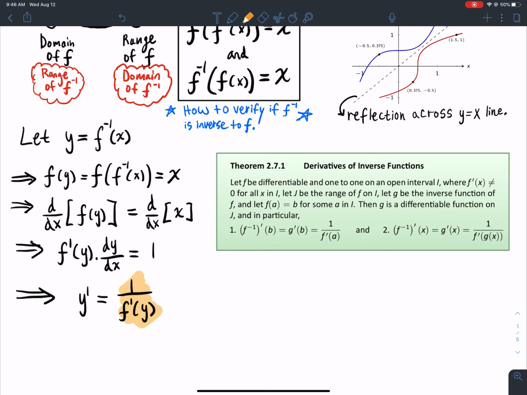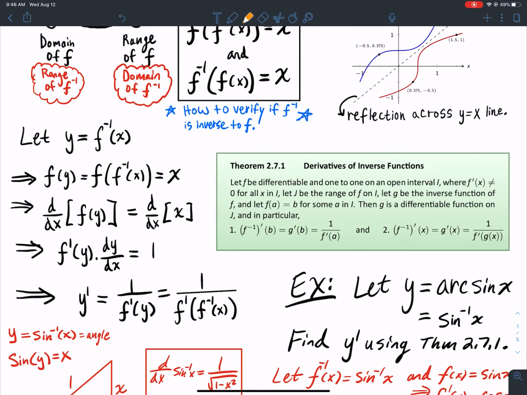So this is where this formula comes into play. Because y is equal to f inverse, it's 1 over the derivative of f with f inverse in the argument. All right.